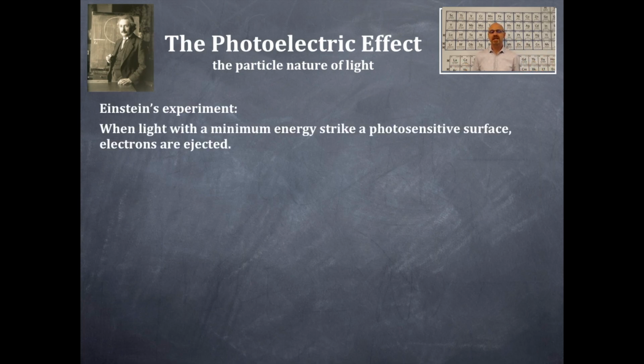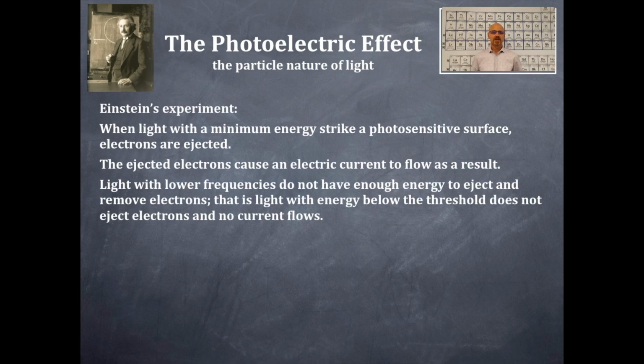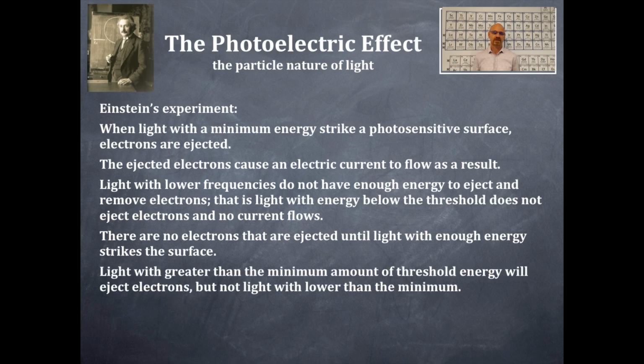When light with a minimum energy strikes a photosensitive surface, electrons are ejected. The ejected electrons cause an electric current to flow as a result, and this is what is measured. The light with lower frequencies do not have enough energy to eject or remove electrons. That is, light with energy below a certain threshold does not eject electrons, and no current flows resultingly. Okay? There are no electrons that are ejected until light with enough energy strikes the surface.